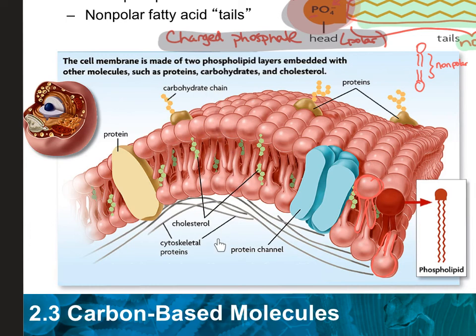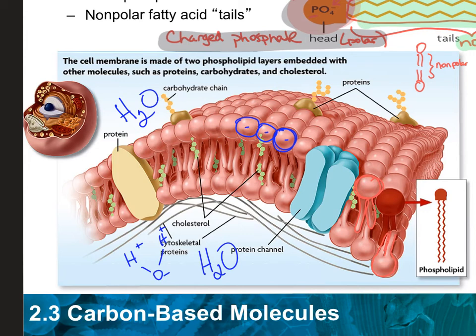So these are two different environments. This is what's inside the cell. This is what's outside the cell. Well, there's one thing that the inside of the cell and the outside of the cell have in common. And that is the inside of the cell and the outside of the cell both are surrounded by water. And what do we know about water? Water is polar. And what do we know about the phospholipid? It has a polar head. It has charges. Those charges are attracted to the water molecules.